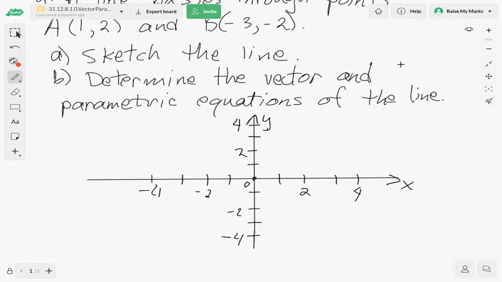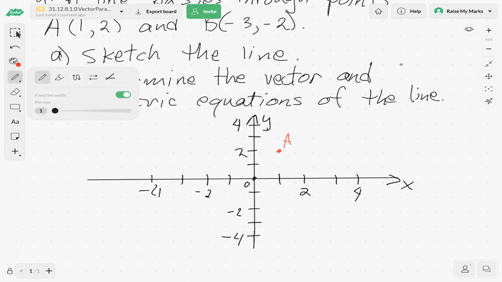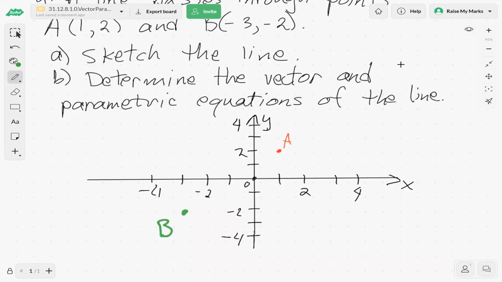Let's use a different color for each point. Point A is (1, 2). For point B, let's use green: (-3, -2). So this is our B. Now let's draw the line between these 2 points. There's our line. All right, looks good. So that's our part A. Now part B: determine the vector and parametric equations of the line.